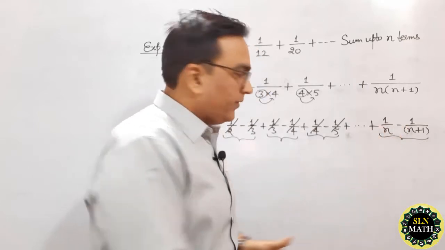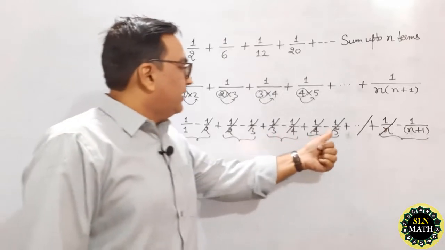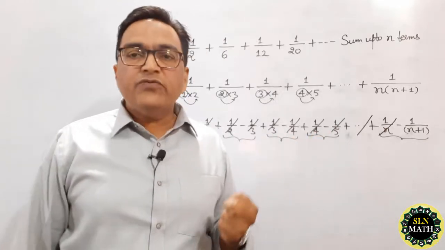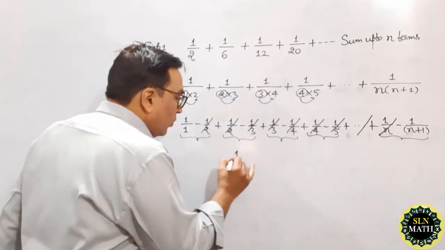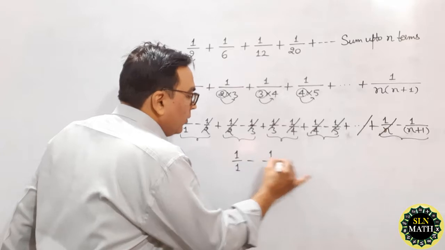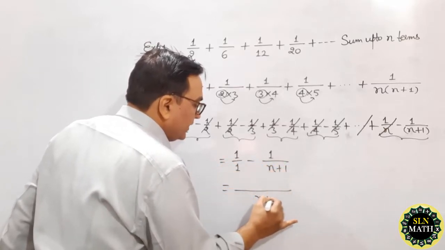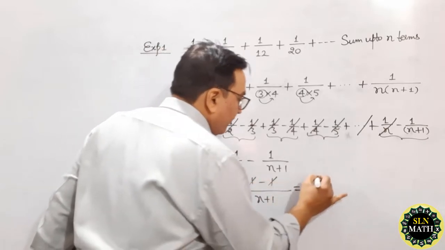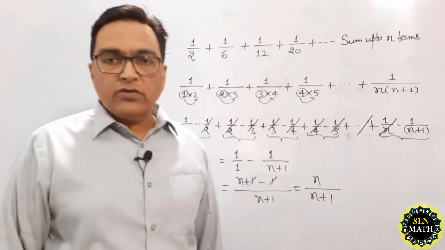In the same way, the last term has two parts. The first part of it will be cancelled by the preceding one, as it happened in earlier terms. So now we are left with only two fractions, which we can very easily manage and calculate: 1 by 1 and 1 upon n plus 1. Take the LCM, it will be n plus 1, here n plus 1 minus 1, and finally you will get your answer.